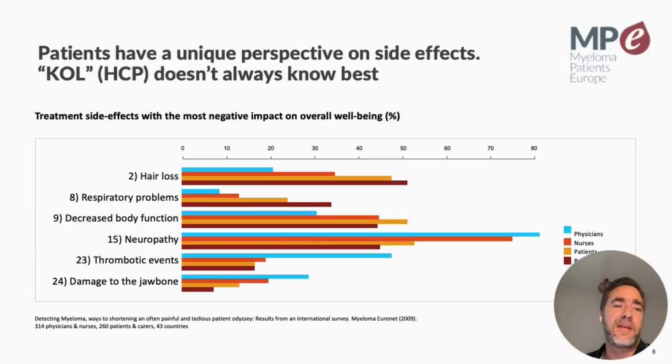Or the other dimension, like neuropathy, numbness of the fingers, for example. A typical clinical issue where more than 80% of physicians rated that as the most severe impact, while only about 50% of patients rated it that way, still a lot, but much less. Or the same about respiratory effects or thrombotic events. There's a very different judgment.